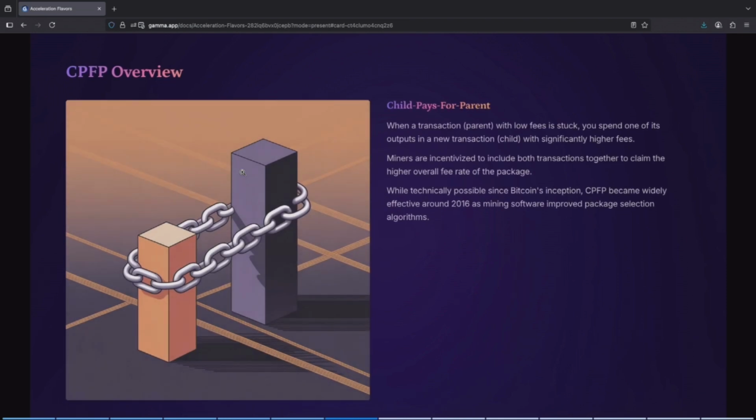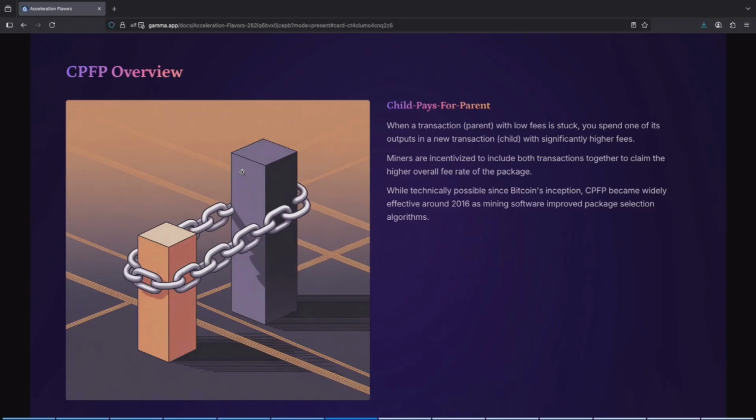All right, so next is CPFP, which stands for Child Pays for Parent. In this one, you have a transaction that is broadcasted, a parent with low fees, and it's not necessarily mined. And so what you do is you actually spend that transaction with a new transaction, referred to as a child, with significantly higher fees. And as you can see by the little chain over there, miners take both of the transactions together as a package and push them through.